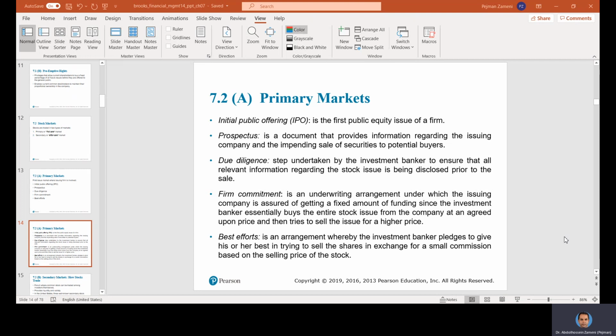Best efforts is an arrangement whereby the investment banker pledges to give his or her best in trying to sell the shares in exchange for a small commission based on the selling price of the stock. It means that the investment bank is going to help the issuer, the company, to sell off its shares and get some commissions.